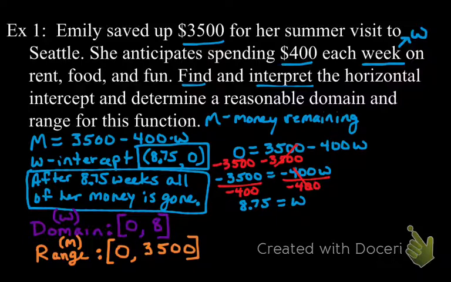Remember, that's how we do our interval notation with the boundaries, and then we use the brackets to say, yeah, you could have actually 0 weeks of vacation. You could have 8 weeks of vacation without going negative. You could have $0 in the range. You could have up to $3,500 in the range as far as the money remaining. So those are our values, and that's the answer to that first example.